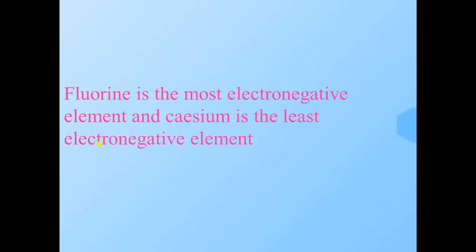Now, here there is a very important thing: which element is the most electronegative in the periodic table. Fluorine is the most electronegative element and cesium is the least electronegative element.